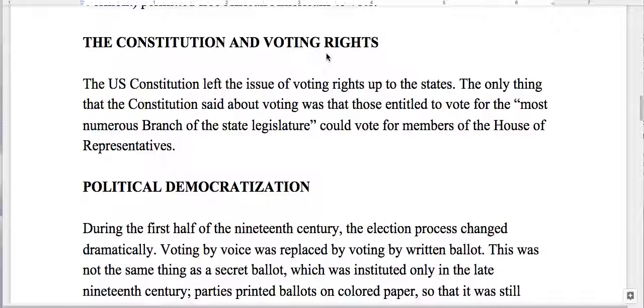The Constitution and voting rights. The U.S. Constitution left the issue of voting rights up to the states. The only thing that the Constitution said about voting was that those entitled to vote for the most numerous branch of the state legislature could vote for members of the House of Representatives.